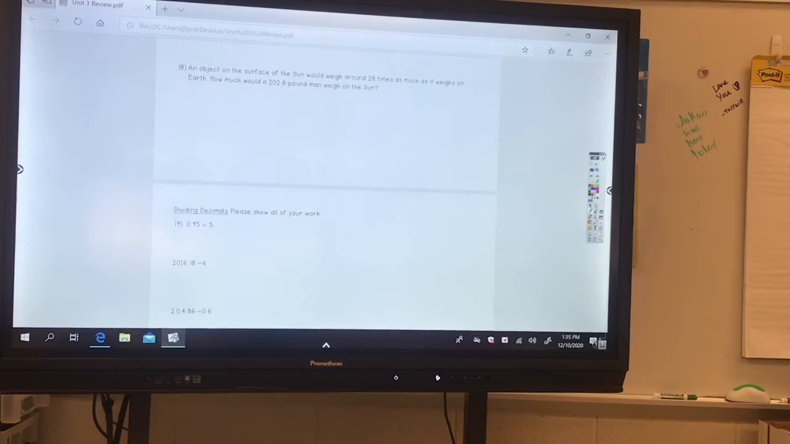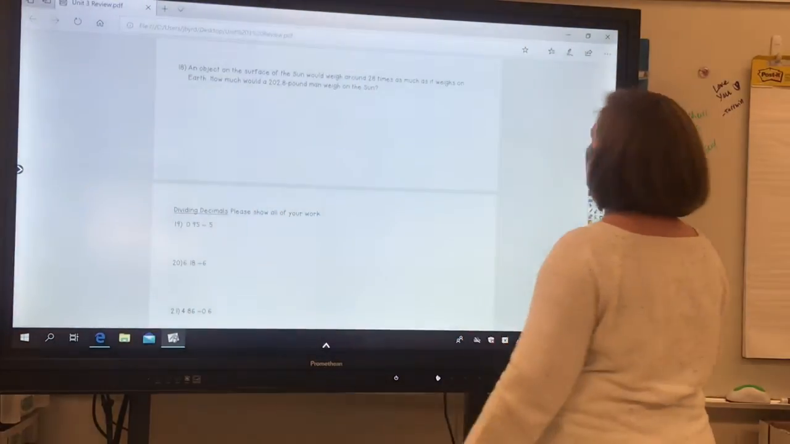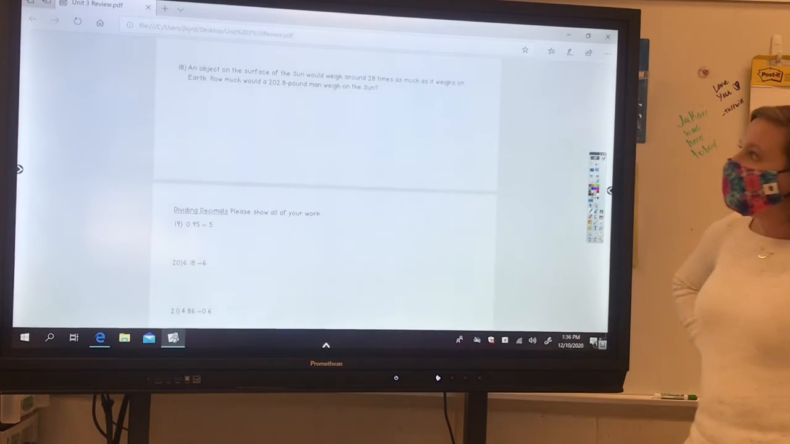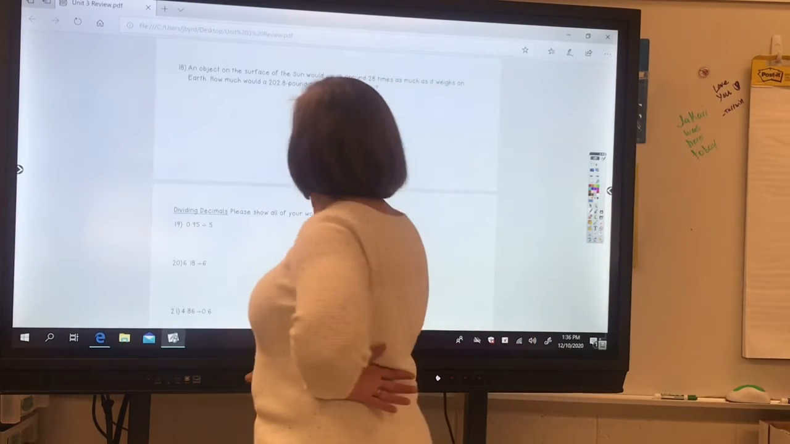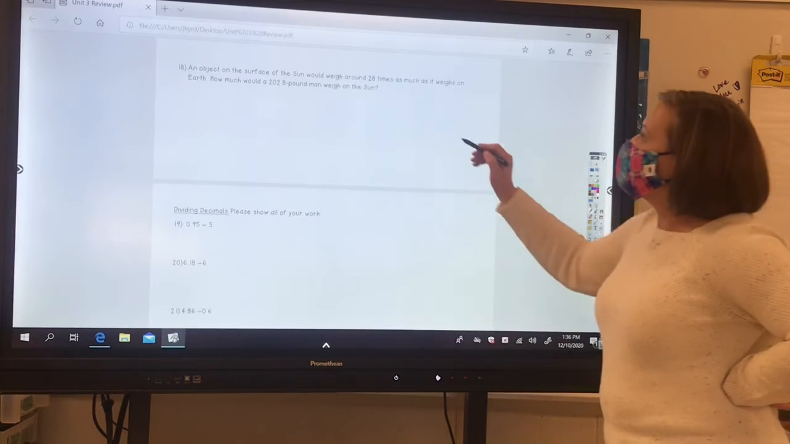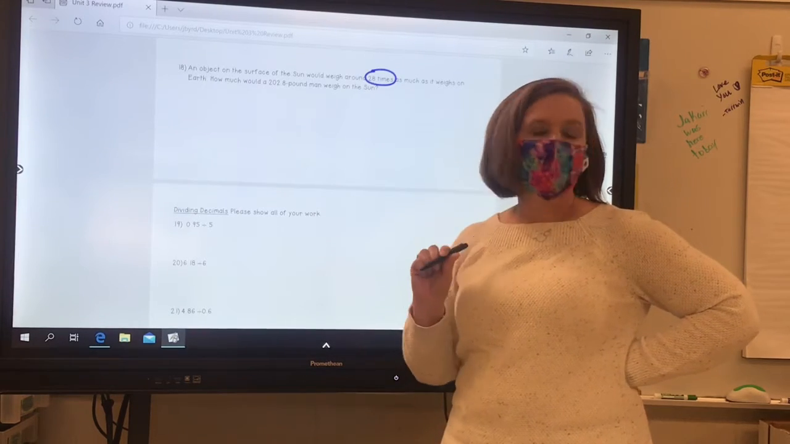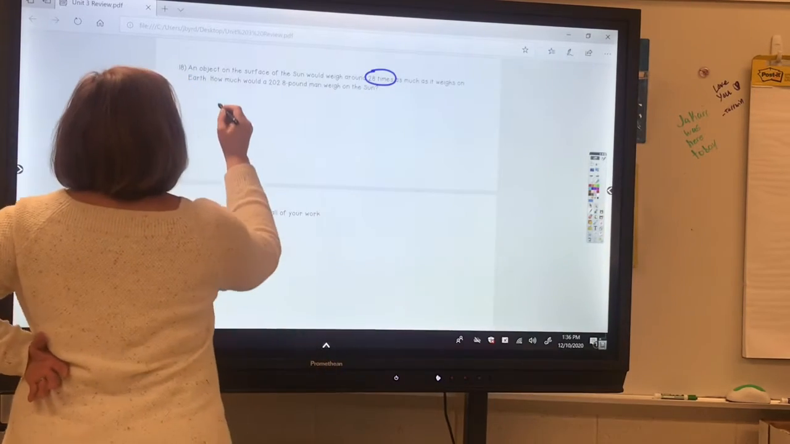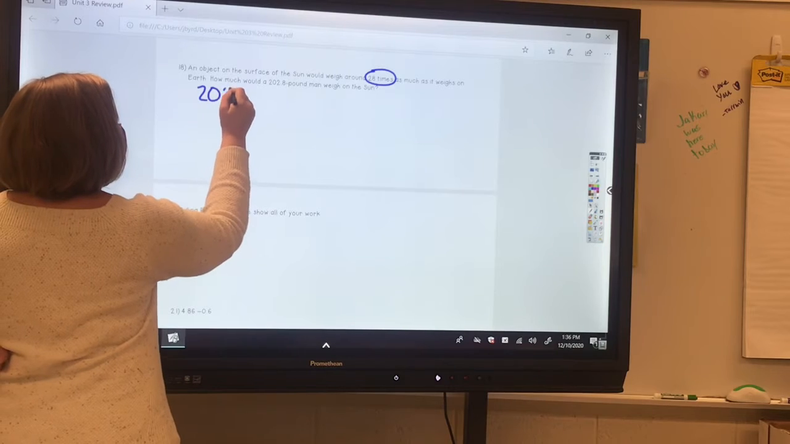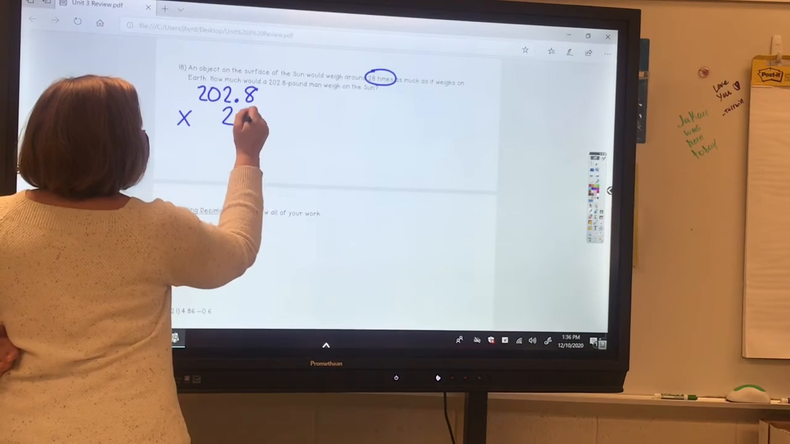Number 18 says, an object on the surface of the sun would weigh around 28 times as much as it weighs on Earth. How much would a 202 and 8/10 pound man weigh on the sun? So it says 28 times. So what operation are we going to do? Multiplication. So we've got to do 202 and 8/10 times 28.